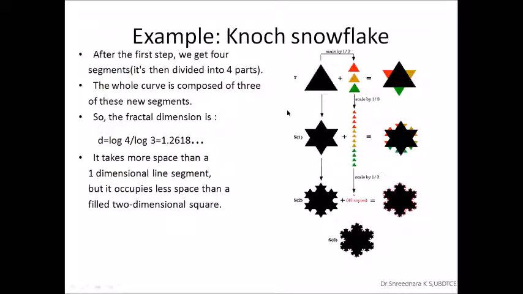Originally, we divided into 3 parts. Then you make it as 4 parts. Hence, the dimension of this picture will be log 4 divided by log of 3, and it is 1.2618. So this dimension value, if you change this to different pieces, correspondingly the dimensional values start changing. It takes more space than a one-dimensional line segment, but it occupies less space than the filled two-dimensional square.